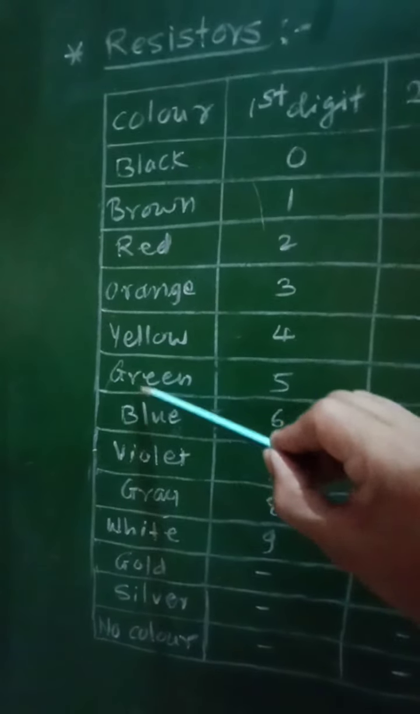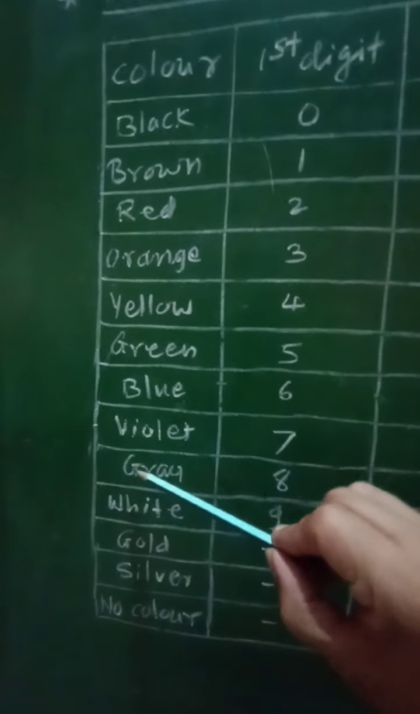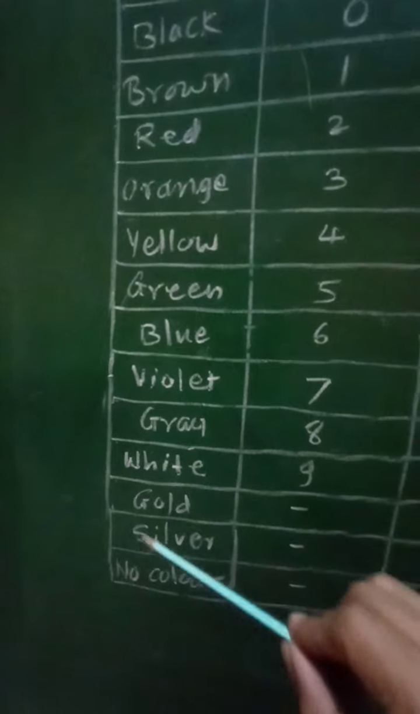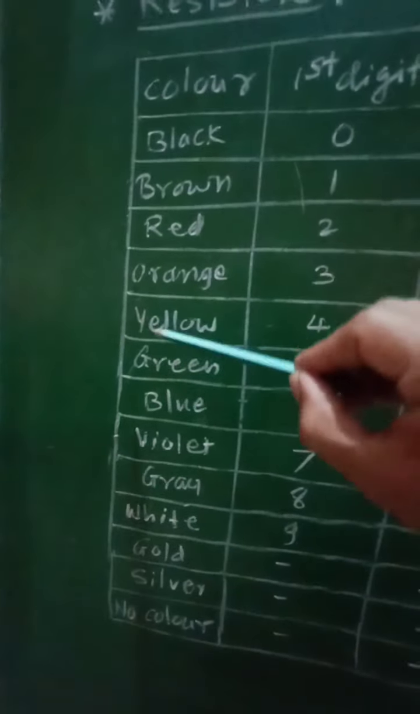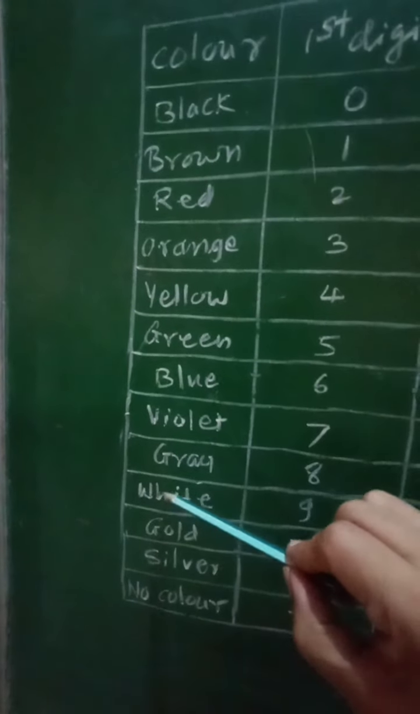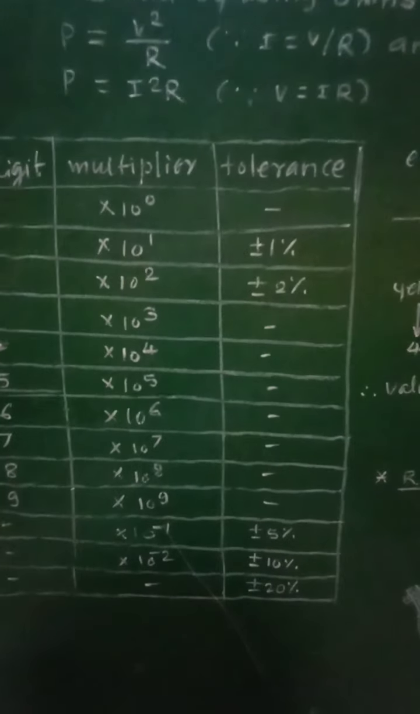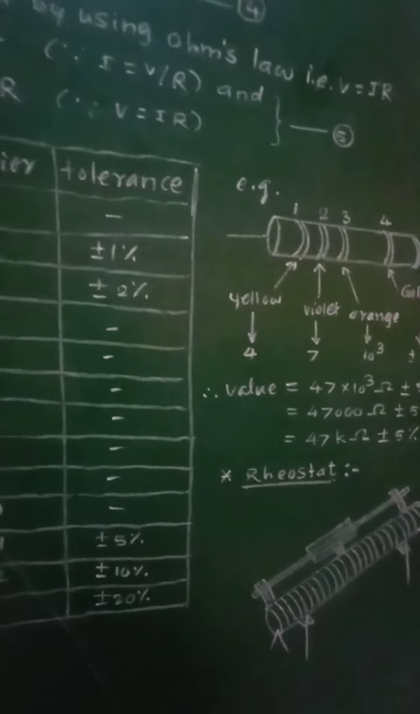Great Britain, very good wife, gold silver necklace. So B.B. Roy, Great Britain, very good wife, gold silver necklace. By remembering this statement, we can prepare that table for the values of resistances.